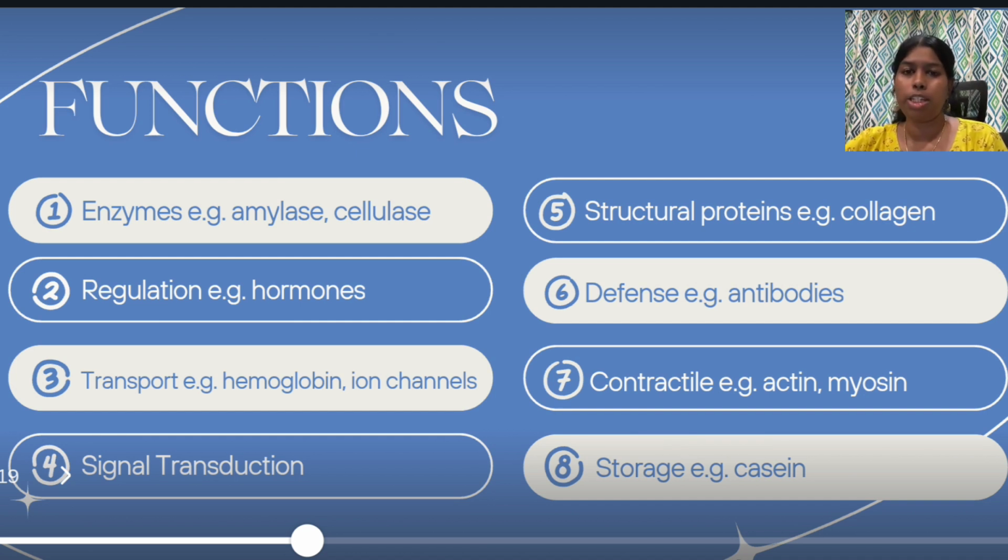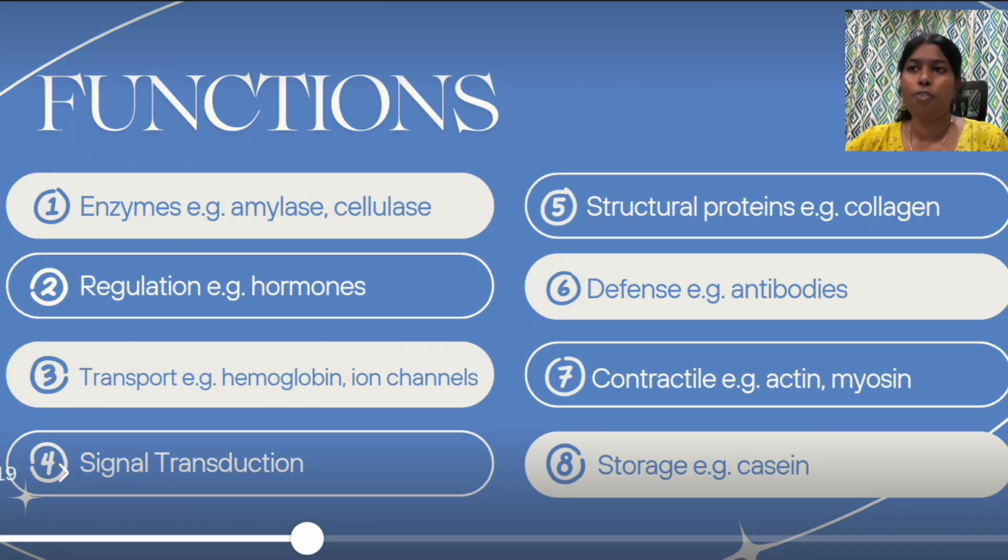Transport proteins are proteins that carry molecules from one membrane to another, for example, the integral proteins in a lipid bilayer. Signal transduction is a function where proteins receive and transmit signal messages within or between cells, for example, hormone receptors and G protein coupled receptors.